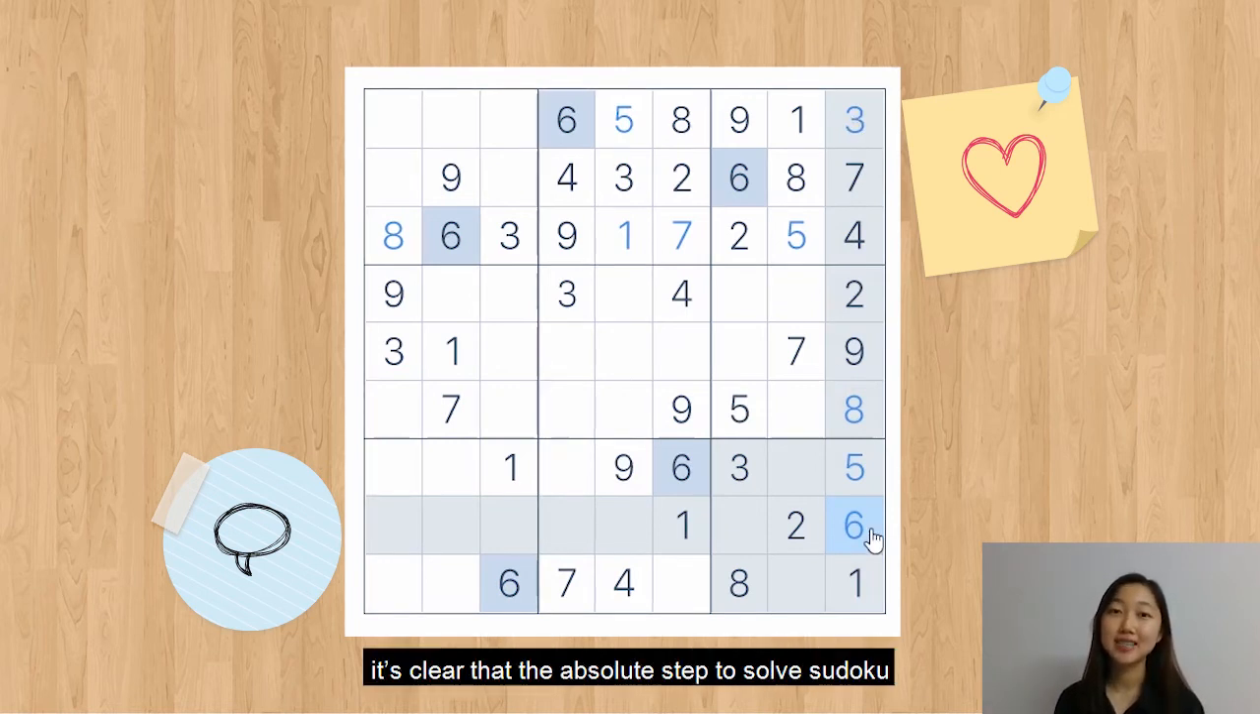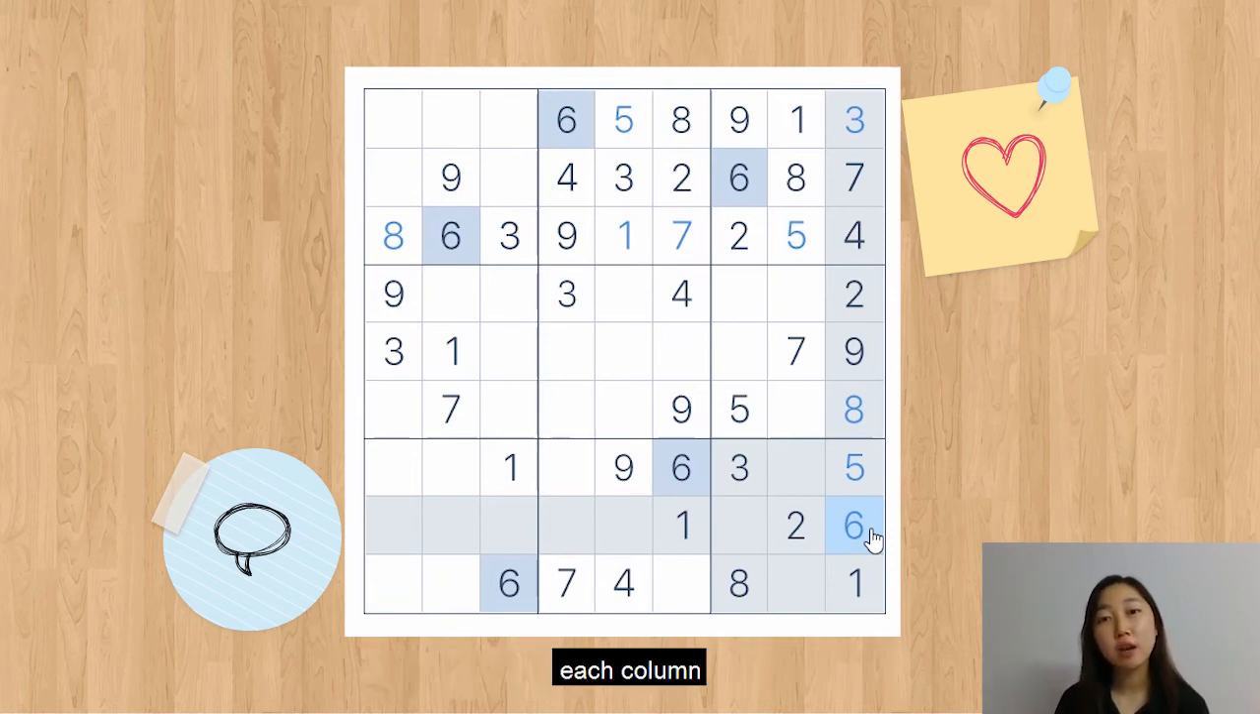So by now, it's clear that the absolute step to solve Sudoku is by filling in numbers 1 to 9 in each block, each column, and each row without repeating any number.